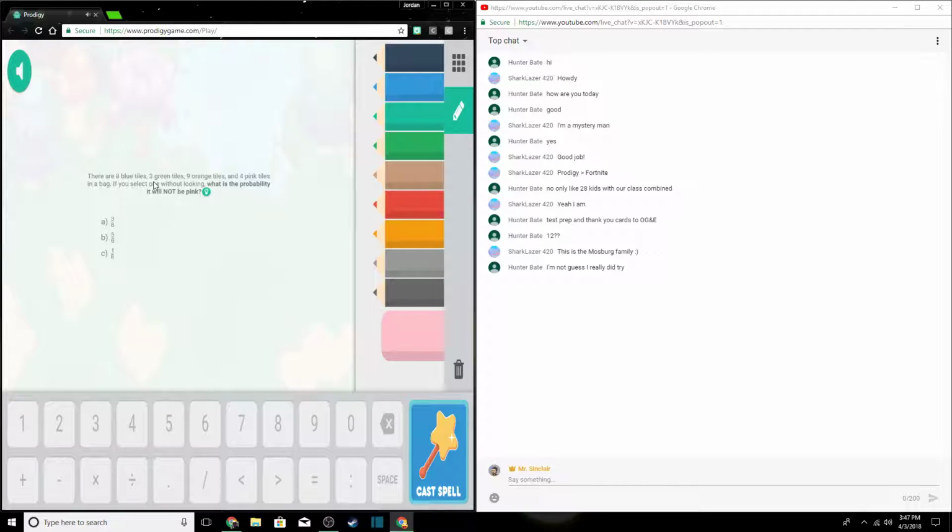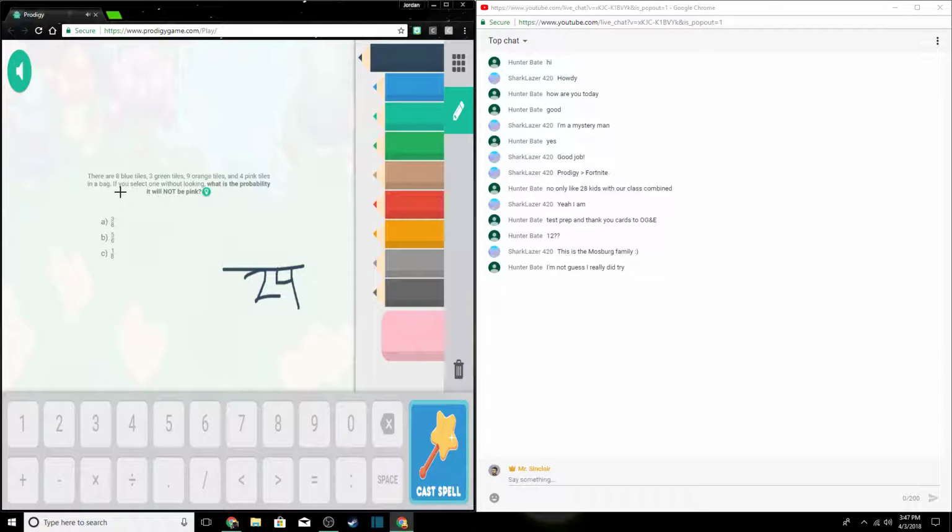So we're going to take the 8 blue plus 3, which is going to be 11, because 8, 9, 10, 11. And we're going to add 9, which is 11 plus 9, which is 20. And then 20 plus 4, which is 24. So we have 24 in total. Let's write that down. 24 in total.